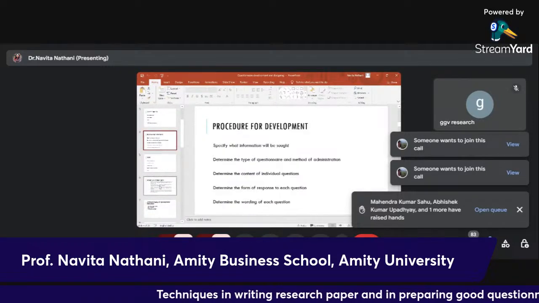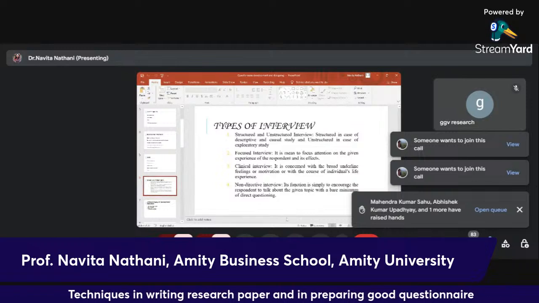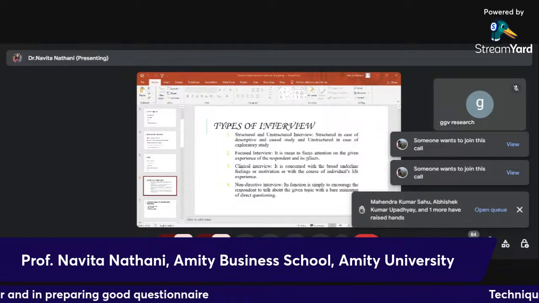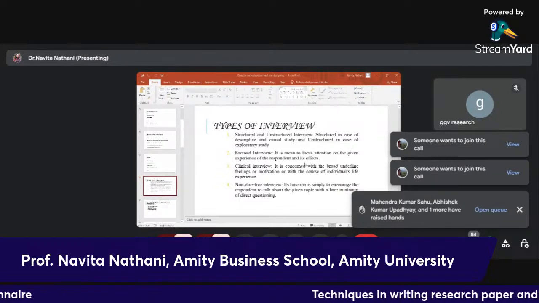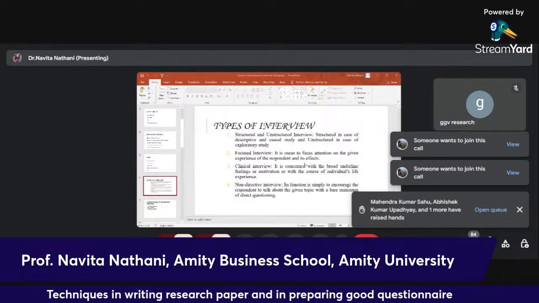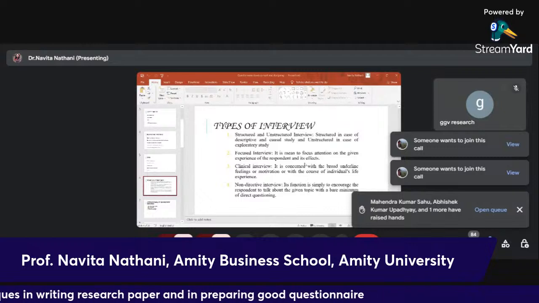Ma'am, for example, I have reviewed papers. I'm working on a topic of behavioral biases. Some authors have worked on heuristic theory and some have worked on prospect theory. And I want to take both topics. I want to work on heuristic theory also, and prospect theory also. Then can I use the questionnaires of two authors?